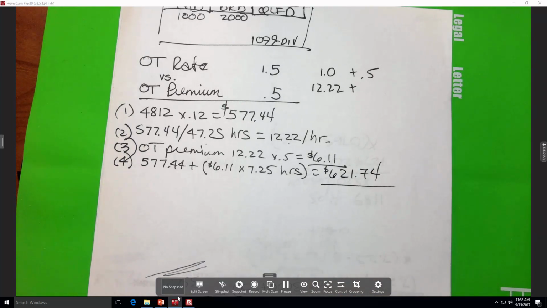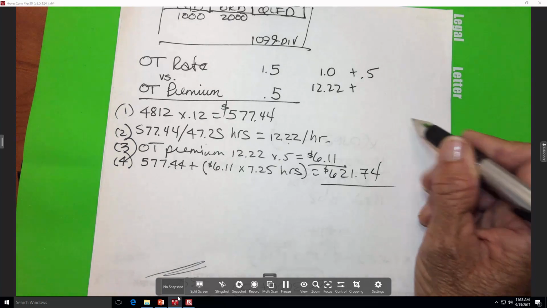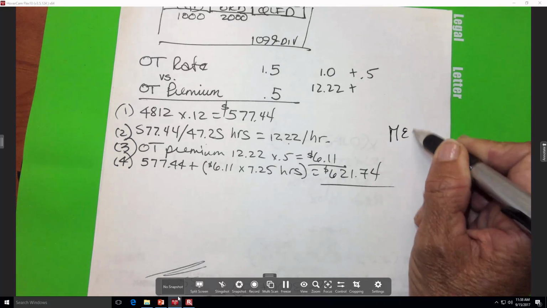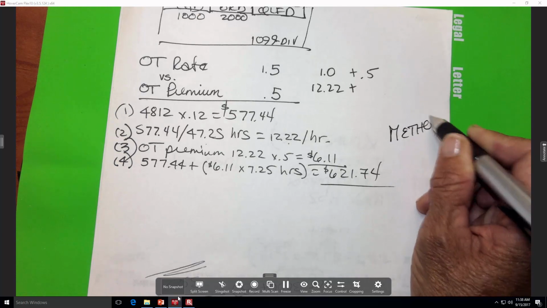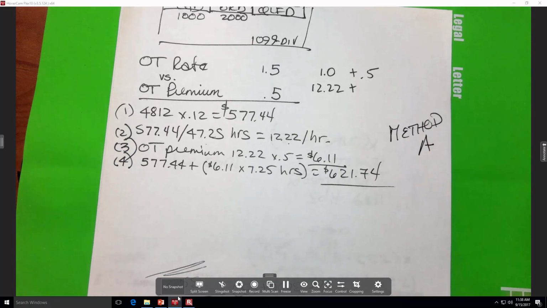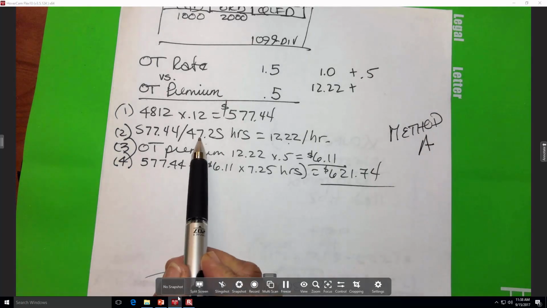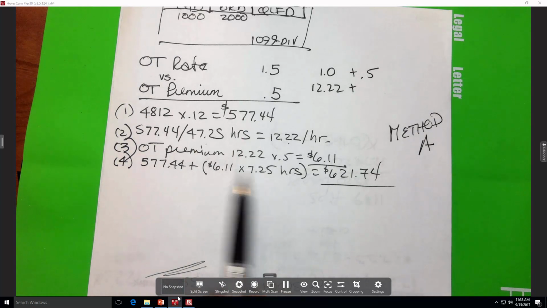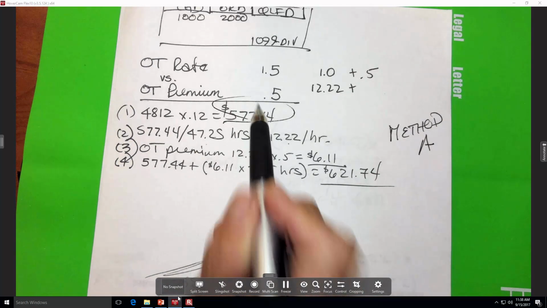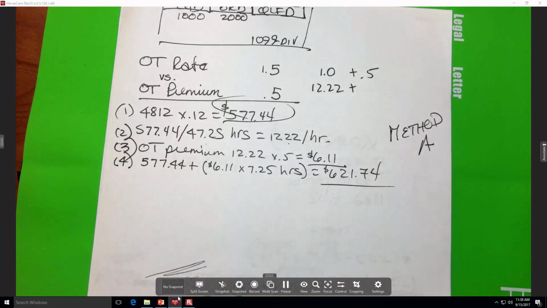Okay. The second method, so that's method A. Okay, sorry, go ahead. 611 is the premium, which is 12.22 times 0.5, right? And he works 7.25 hours of overtime, so he gets that on top of his regular paycheck. But what's this whole thing, 600 after 40 hours? You always use the 600 of the inspections after 40. That doesn't matter in method A. In method B, it does matter.